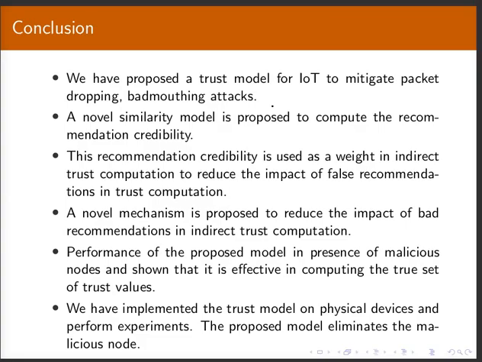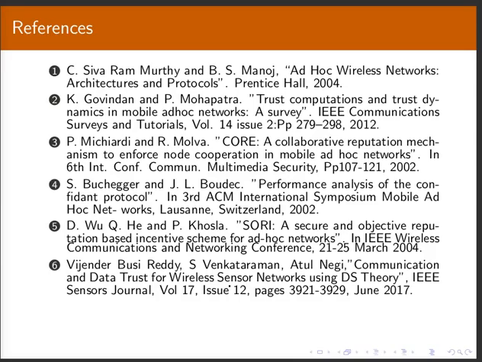We have proposed a trust model here for IoT, to mitigate packet dropping and badmouthing attacks, and we have proposed a novel similarity model to distinguish between malicious and legitimate nodes. This novel mechanism is proposed to reduce the impact of bad recommendations in indirect trust computation. The performance of the proposed model is presented here, and it is very effective in computing the true set of trust values. We have to implement the trust model on a physical device to experiment and show that the proposed model eliminates all the malicious content. And these are the references, and thank you.